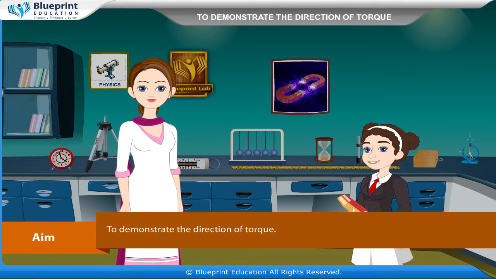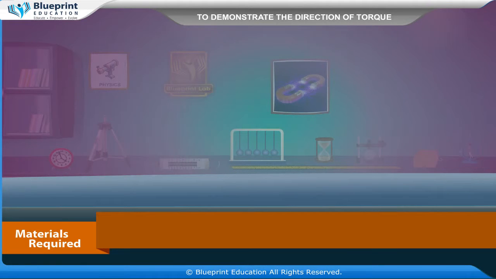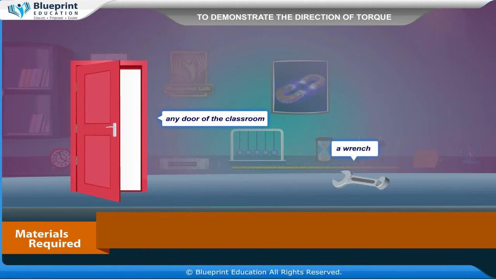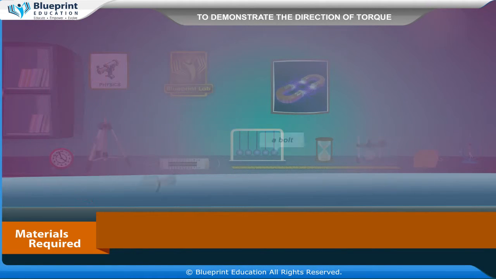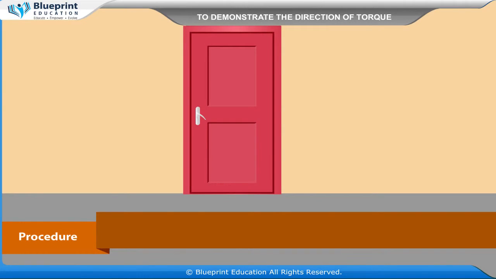Our aim here is to demonstrate the direction of torque. The materials required are any door of the classroom, a wrench, and a bolt. Procedure: demonstration of direction of torque using the classroom door.